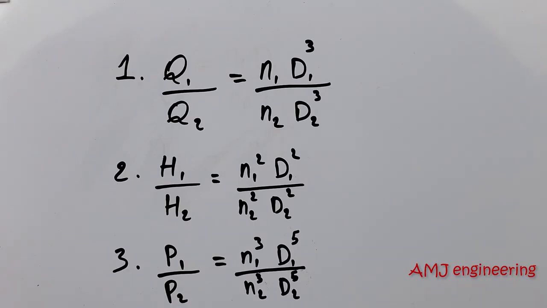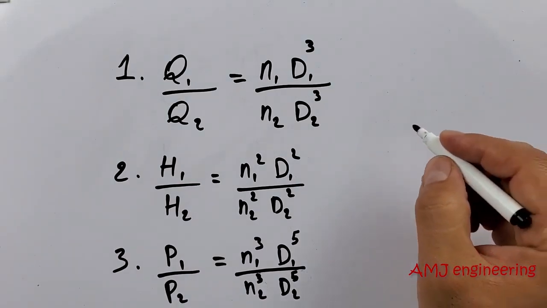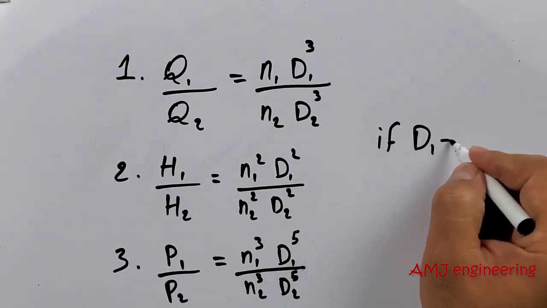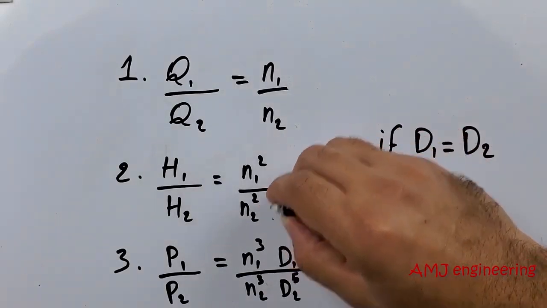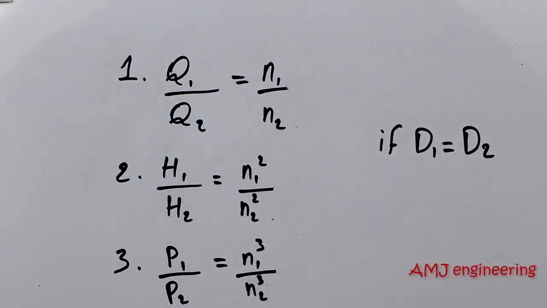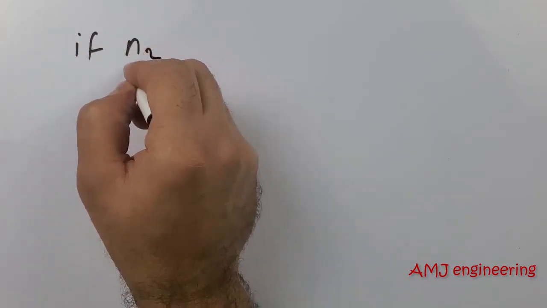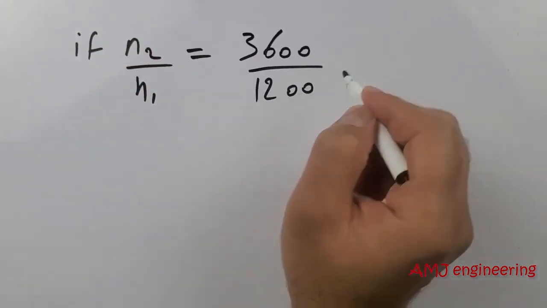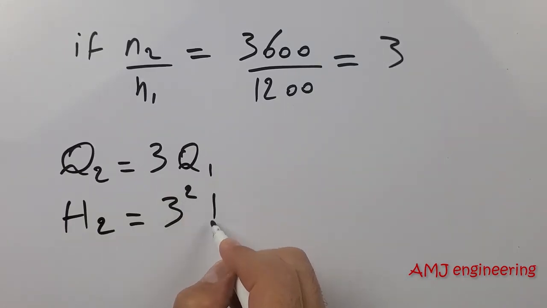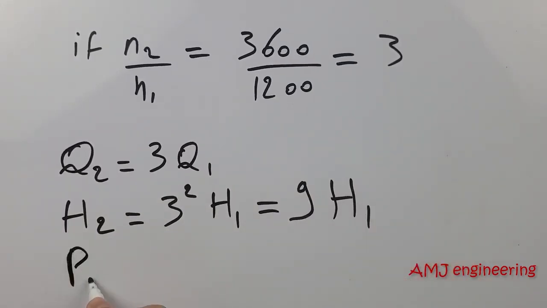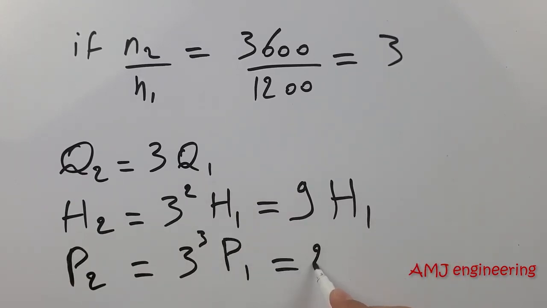P is the power, N the speed, D the impeller diameter, and H the head. If the impeller diameter is fixed, the affinity law becomes like this. So in our case, increasing the speed 3 times from 1200 to 3600 means the flow on the x-axis should be multiplied by 3. The head on the y-axis is increased by 3 square, so should be multiplied by 9. And the power curves should be multiplied by 3 cube or 27.